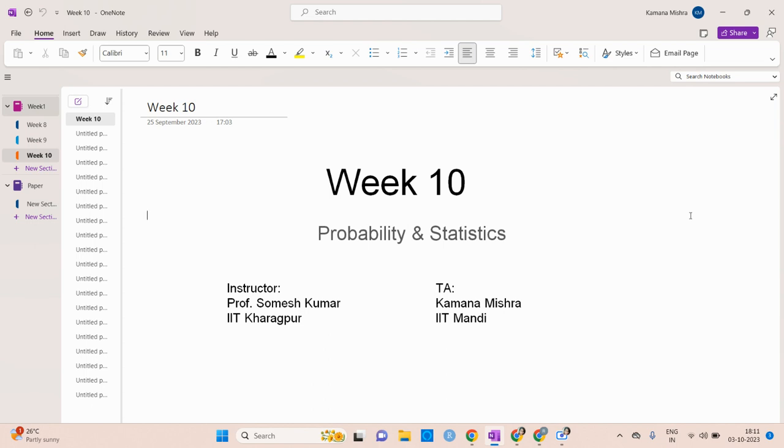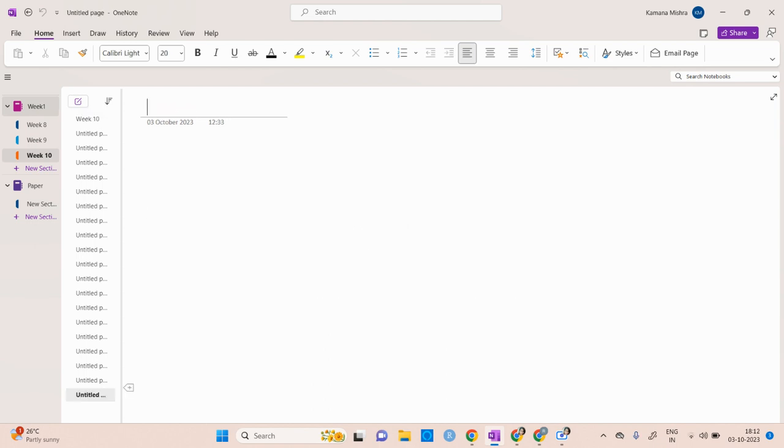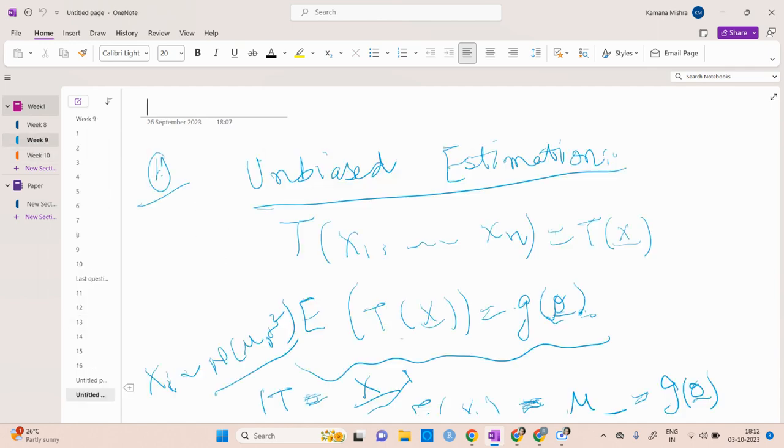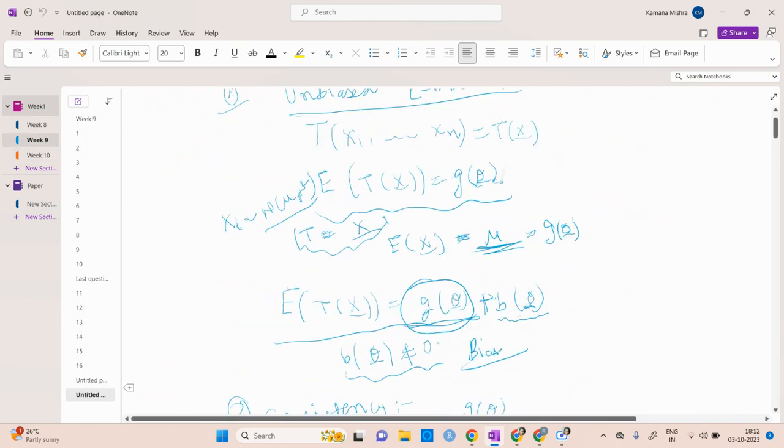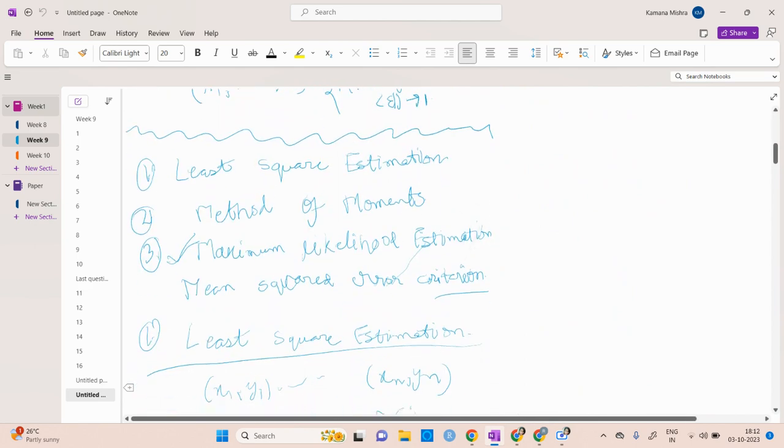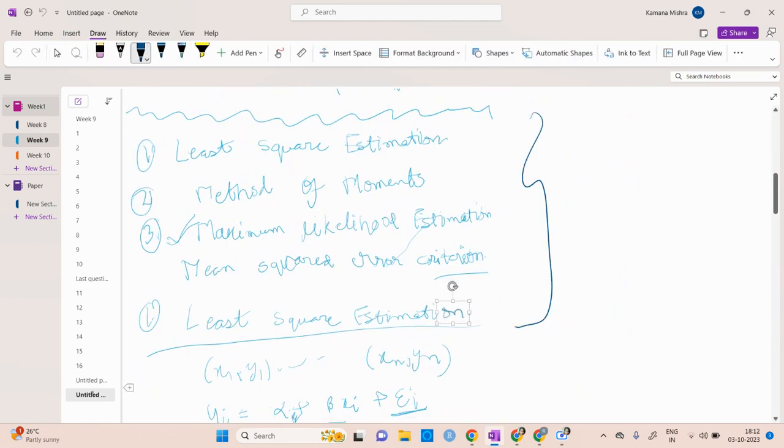In the last class we covered the topics of unbiased estimator and consistent estimator, and then we went through how to find these estimators. We have seen what an unbiased estimator is, what consistency is, and then these methods: the least square method, method of moments, maximum likelihood estimation, and this is not a method, this is basically the mean squared error criterion.